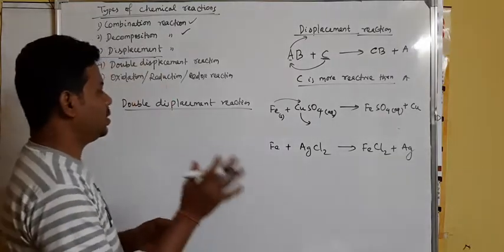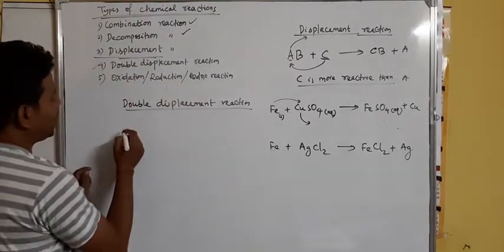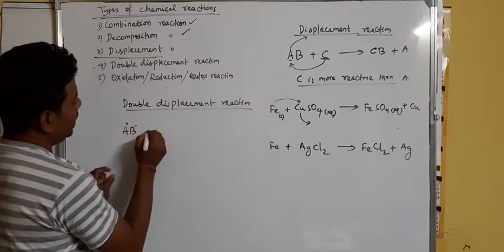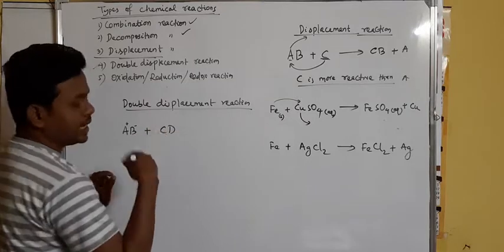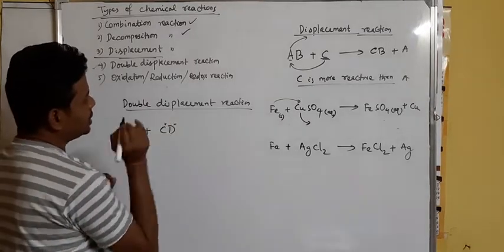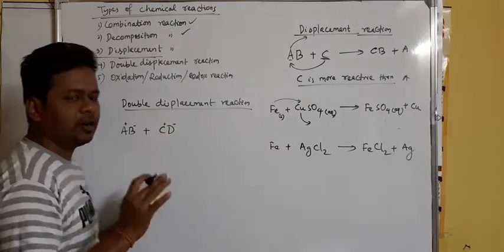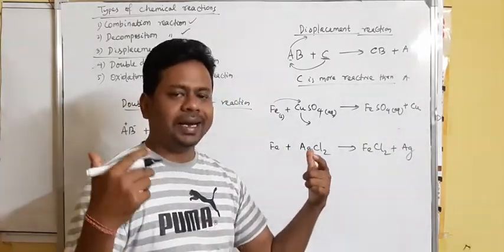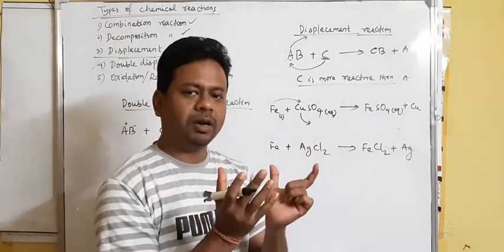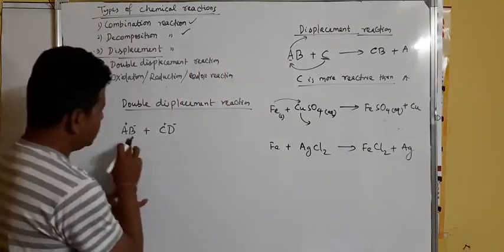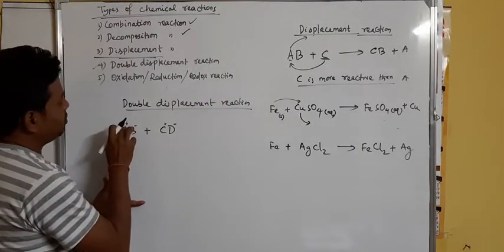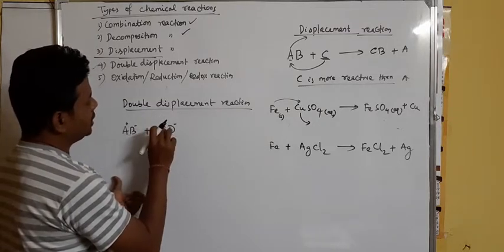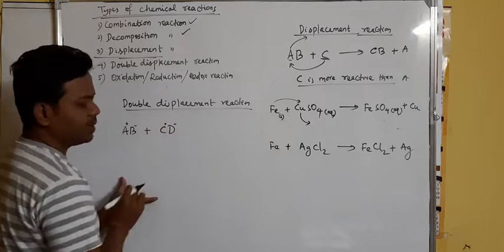For example, we'll take symbolically that AB is an ionic compound, A is plus, B is minus, and say CD is another ionic compound, C is plus and D is minus. You know that an ionic compound is a compound made up of ions, a positive ion and a negative ion. When they combine together to form a compound, it is called an ionic compound. This one contains positive ion A and negative ion B, and this one contains positive ion C and negative ion D.